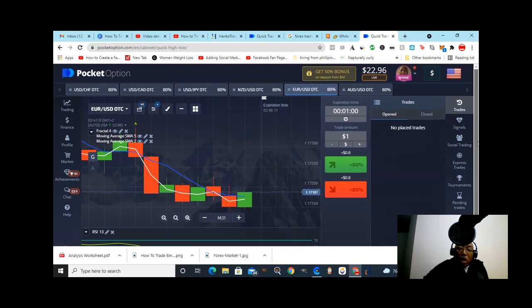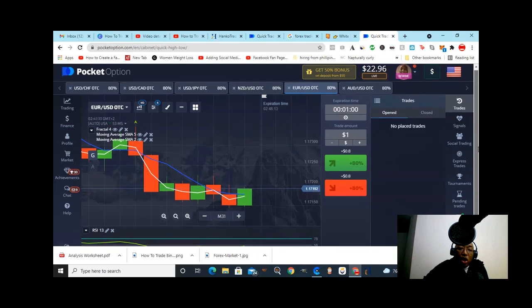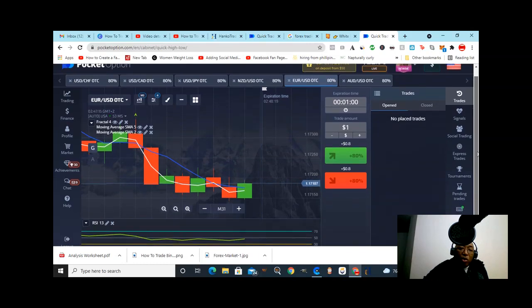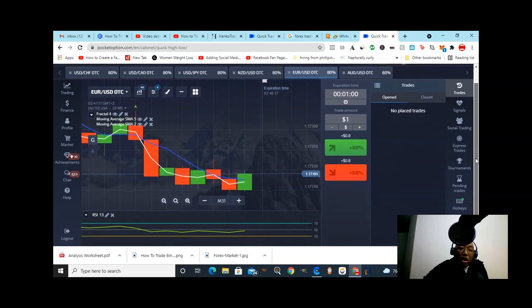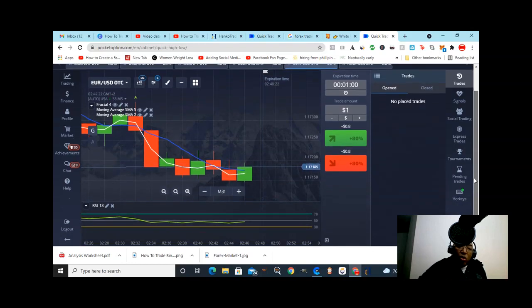I want to see what we can do with this. It's a new strategy that uses 4 indicators. The first one is the fractal indicator. And then there are the moving averages, 2 moving averages, a simple moving average 5 and a simple moving average 2. And then there's a double RSI. Of course, the RSI I put at period 13. And all those you can get from here. All the indicators are right here.